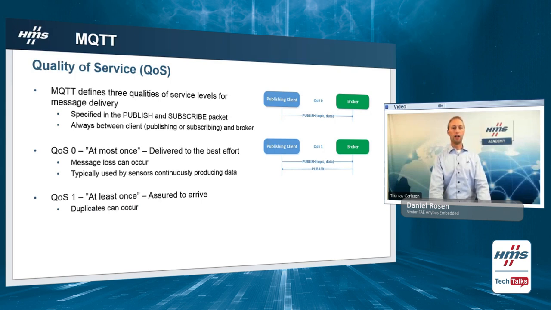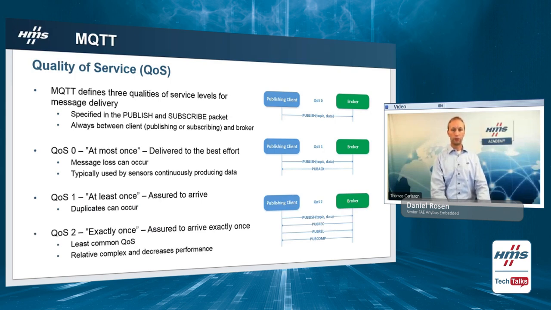And the highest level of quality of service is level 2. And here it makes sure that a message arrives exactly once to the target. It's the least commonly used quality of service level because it's relatively complex and it, of course, decreases the performance a little bit because there are many packages that need to be sent to make sure that it has arrived only once.